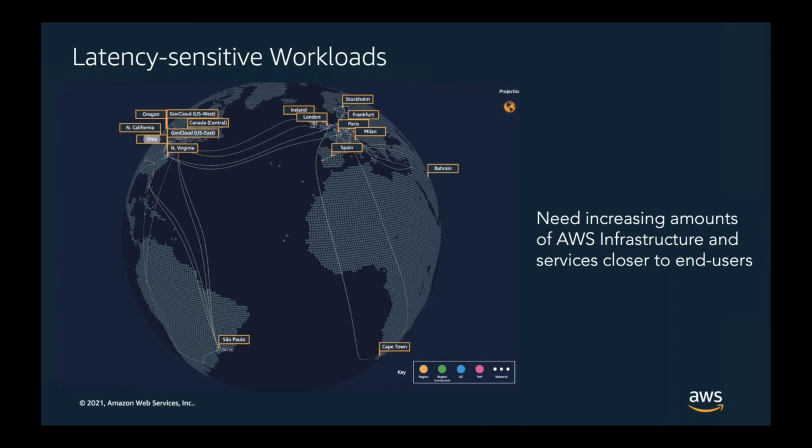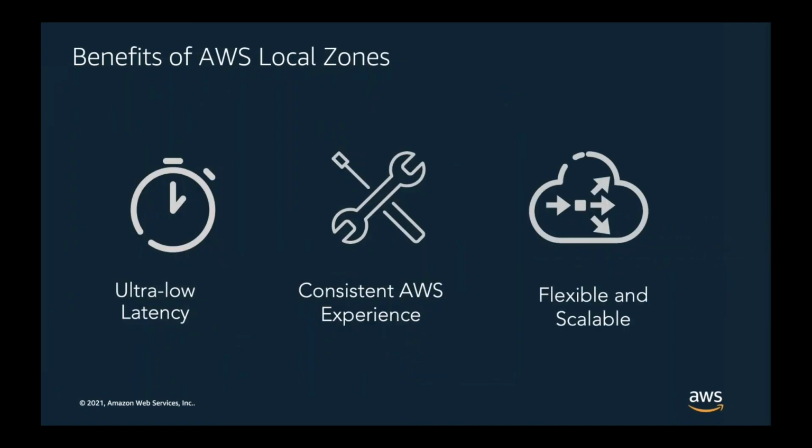Now we can simplify that by running local zones. That really helps those low latency application components. Even if you're using a different set of APIs and tools, they can still run without that extra effort. So again, the first benefit of using local zones is low latency.